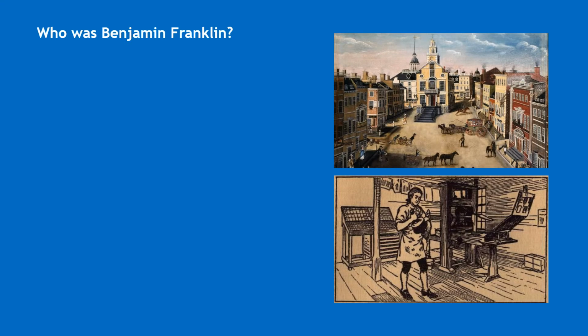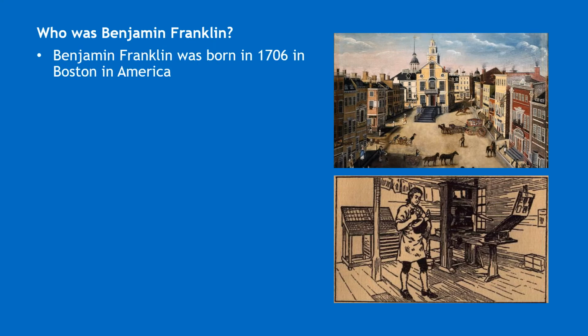To answer the question, who was Benjamin Franklin? Let's start by going back to the beginning of his life. Ben Franklin was born in 1706 in Boston, in America. You can see a picture of Boston at the top on the right. This was painted quite a few years after Ben was born, but he would have known many of the buildings shown here, like the old State House, which is the yellow building in the middle.